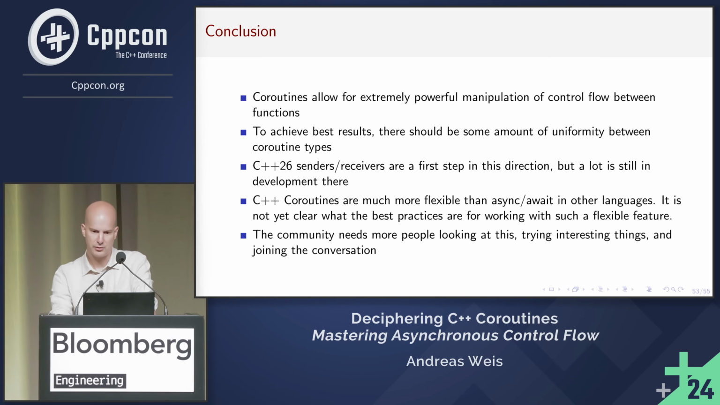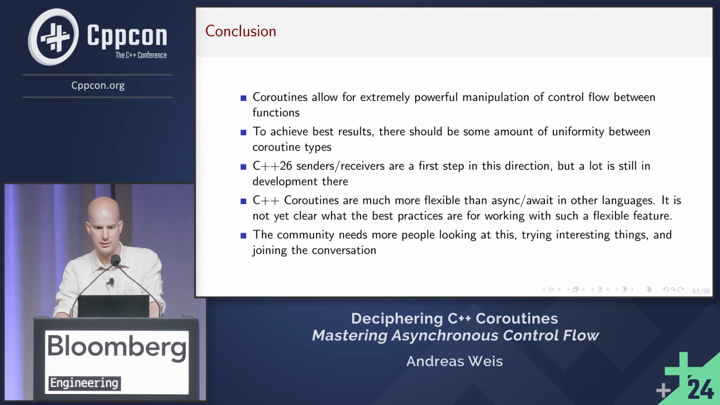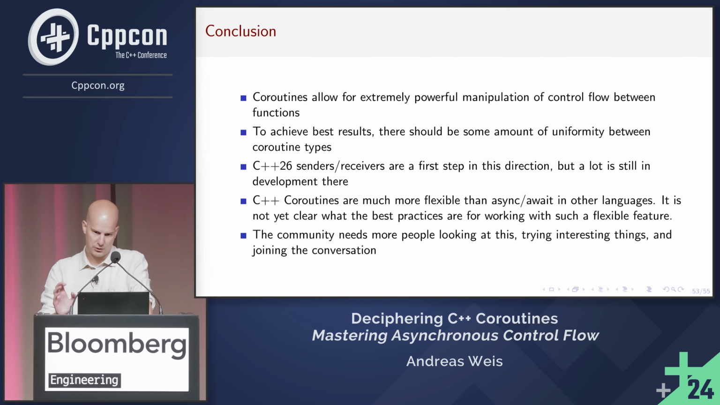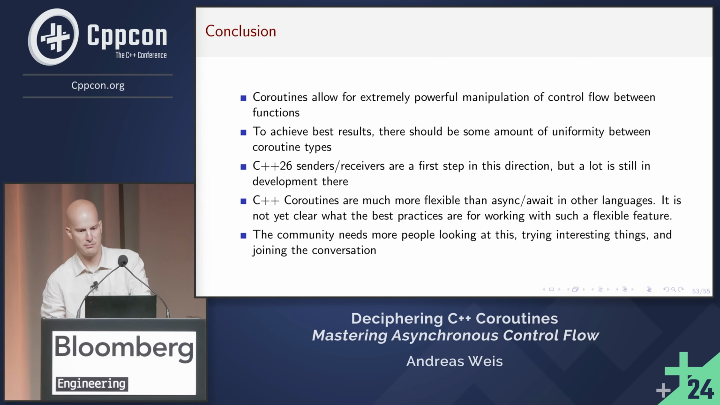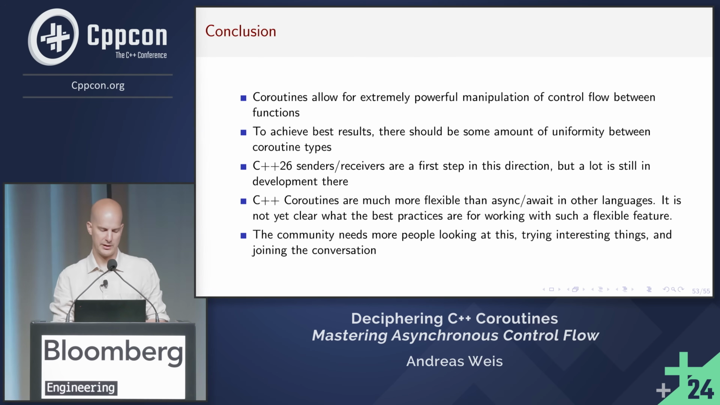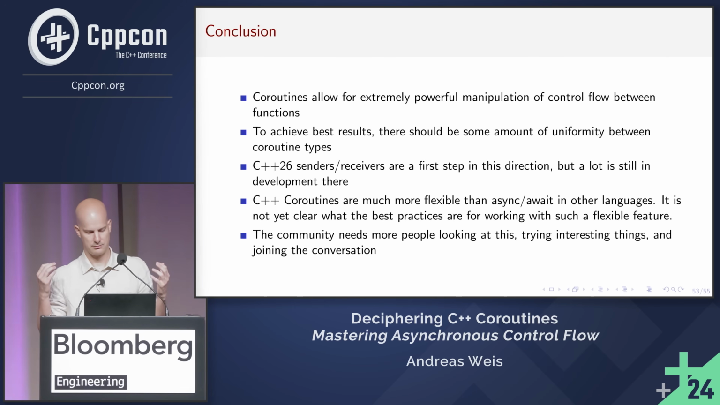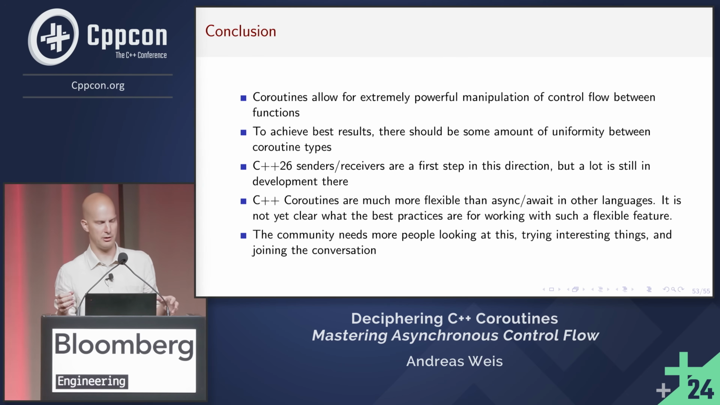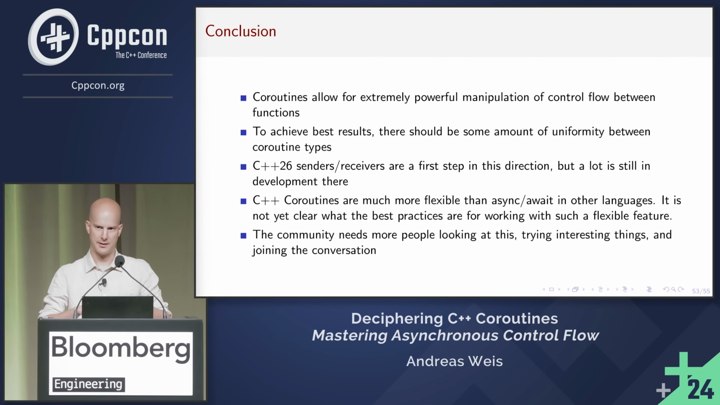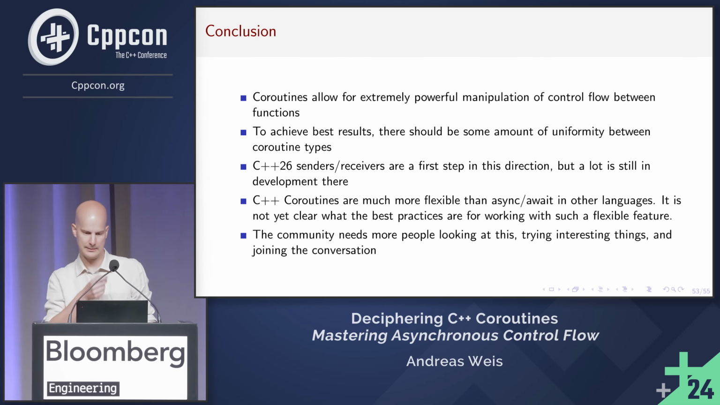So coroutines are extremely powerful for manipulating the control flow between functions, and actually way more powerful than async await in other languages is. To achieve best results, there should be some amount of uniformity between the coroutine types here, right? Like we saw this when we tried to put information into the promises. Ideally, there should be a uniform mechanism that all of the libraries can agree on, like what the protocol is here. They don't have to support all of the features, but at least I should be able to figure out, hey, which features do you support and what is the interface to this?